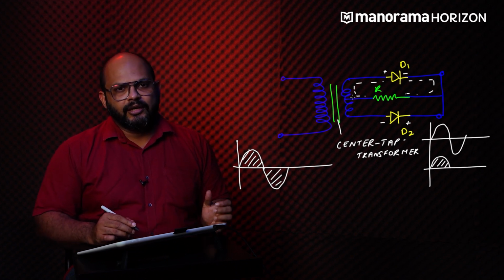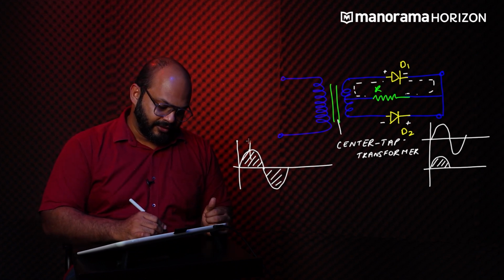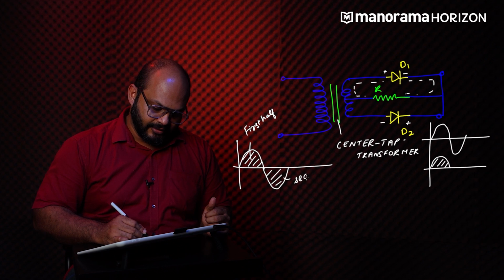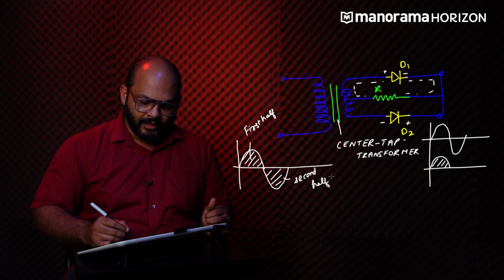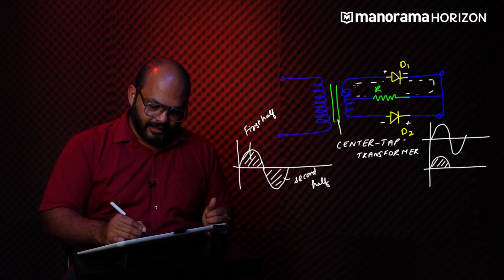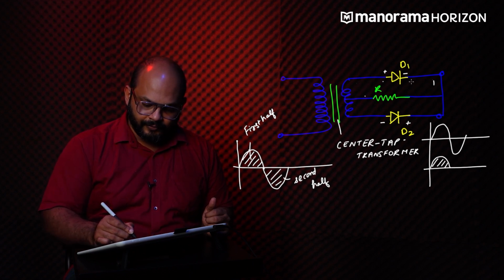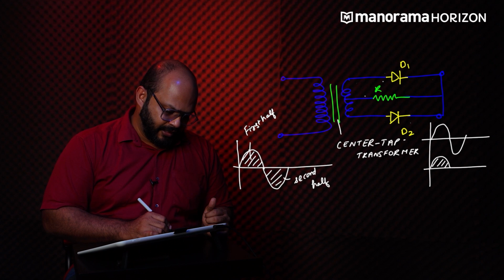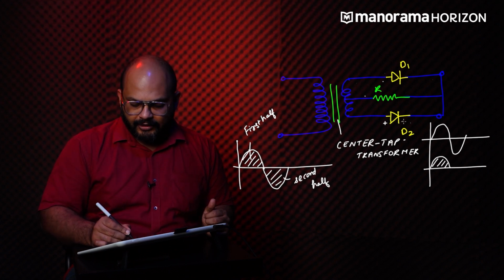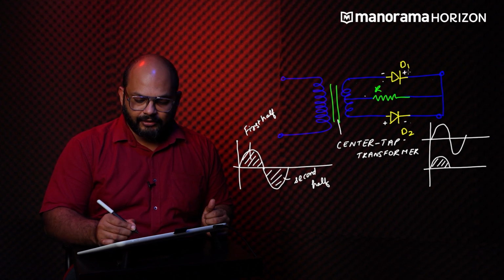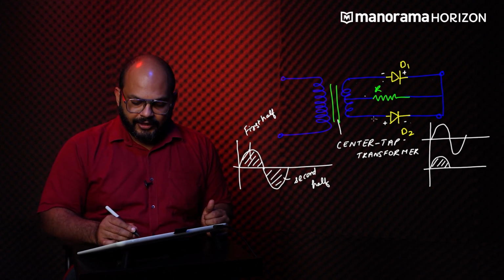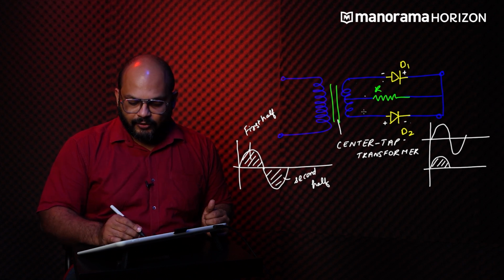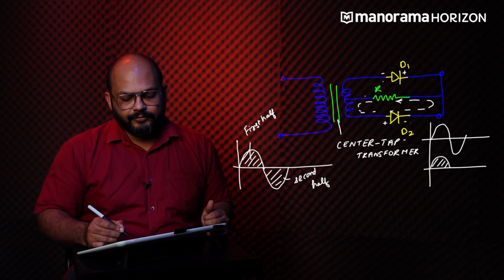But now, if we were to look at the second half of the input waveform, so this is the first half and this is the second half. In the second half, the polarity of the coil reverses. The secondary coil is now applying voltage in the opposite direction. This means that now diode D2 will be in forward bias while diode D1 will be in reverse bias. This means that diode D2 will conduct freely while diode D1 is an open circuit. So now you have a current in this direction through the resistor or through the load.